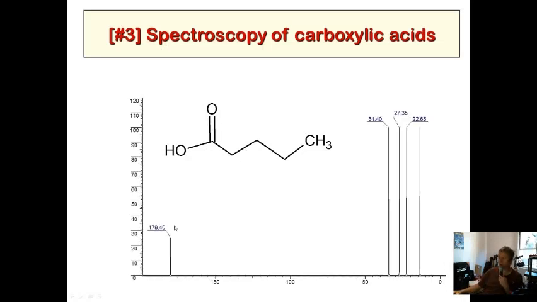This is the carbon spectrum. It's very simple, and this shows the beauty of carbon NMR. Nice carboxylic acid at 180, and then we got the other carbons, 1, 2, 3, 4, probably 1, 2, 3, 4 in order, with the downfield one around 34 or so. Okay.